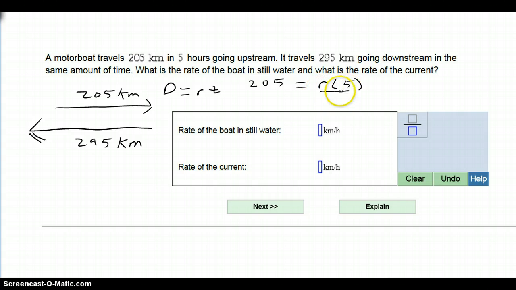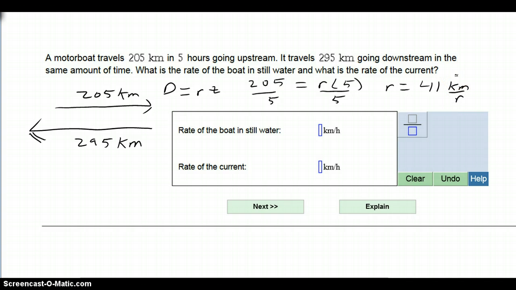Distance equals rate times time. Solve for r here. Just divide by 5. So r equals 41. And that would be kilometers per hour.